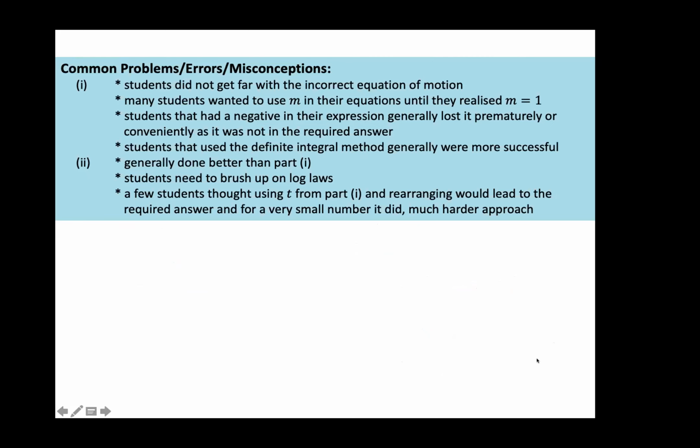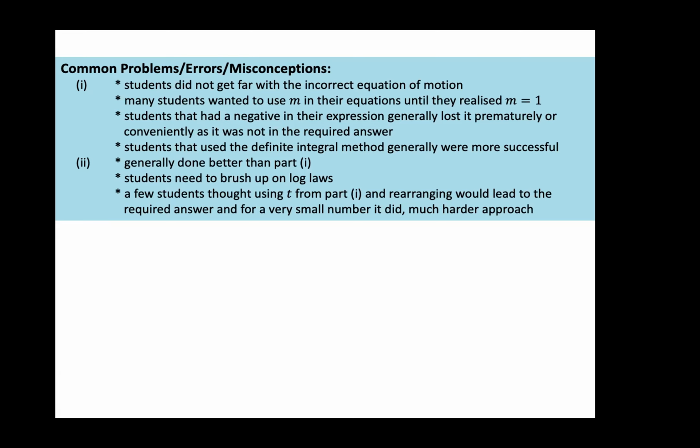In part 1, there were some errors and problems. Students did not get far with the incorrect equation of motion. Many students wanted to use m in their equations until they realised m was 1. And students that had a negative in their expression generally lost it, prematurely or conveniently, as it was not in the required answer. Students that used the definite integral method were generally more successful.